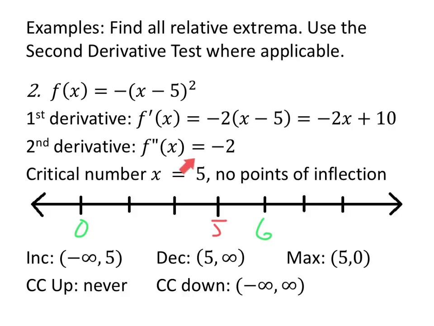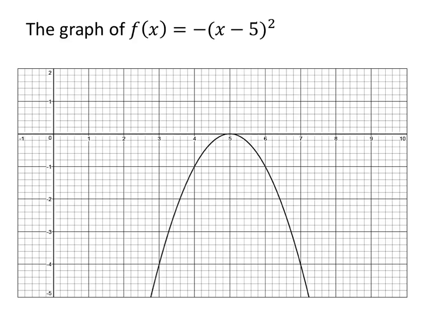It is never concave up. The second derivative is always negative. Because the second derivative is always negative, of course I'm going to have a maximum. Right? Second derivative is always negative. Concave down. I'm going to have a maximum value. And my graph. It's a nice graph. Good job.